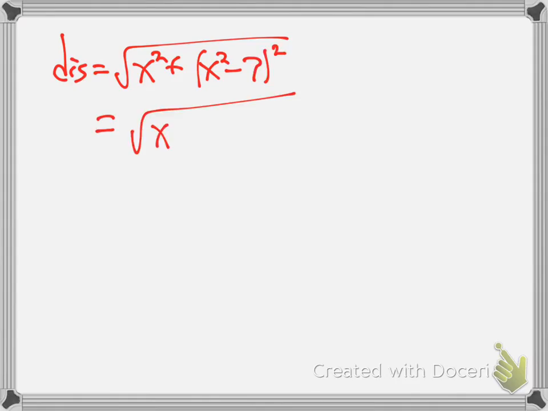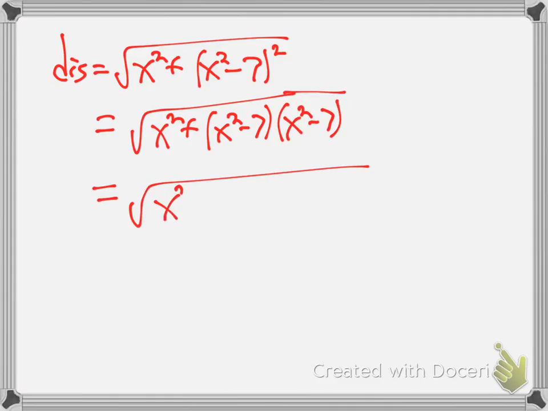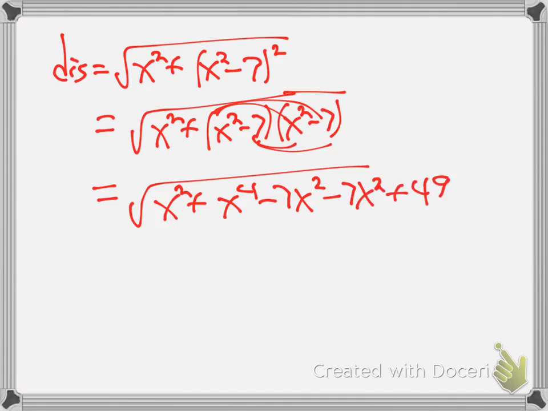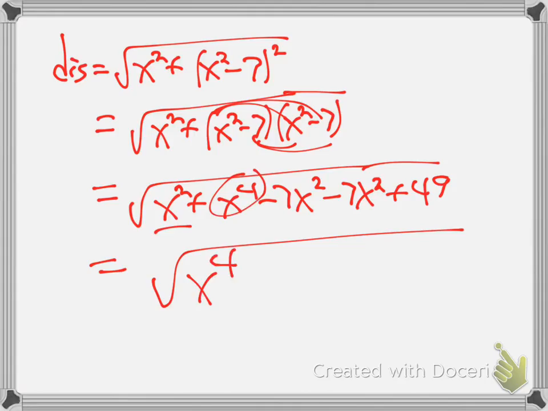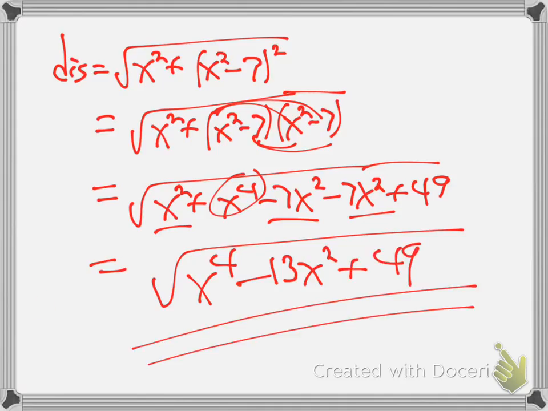So let's see, x squared, and then just write 2 of them. You've got to do it that way, and then FOIL. So that's x to the 4th minus 7x squared minus 7x squared plus 49, like that. And I'll put the most powerful one first, x to the 4th. x squared minus 14 is minus 13x squared plus 49. There's the answer they want. There's the distance formula as a function of x only. We got it.